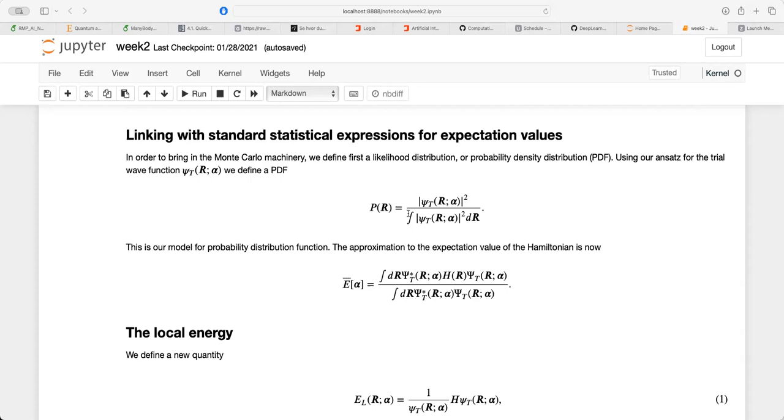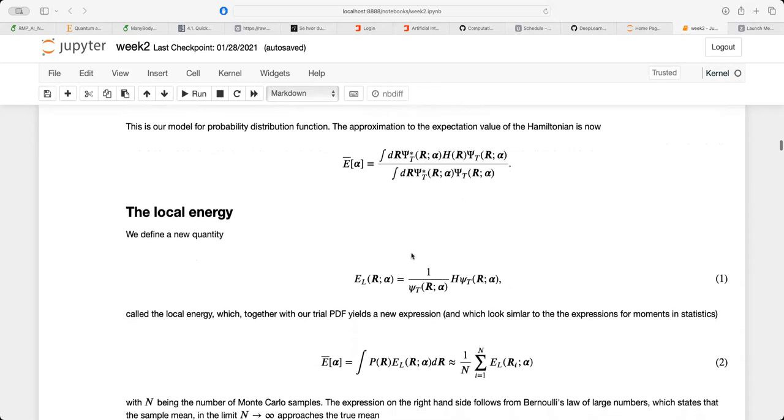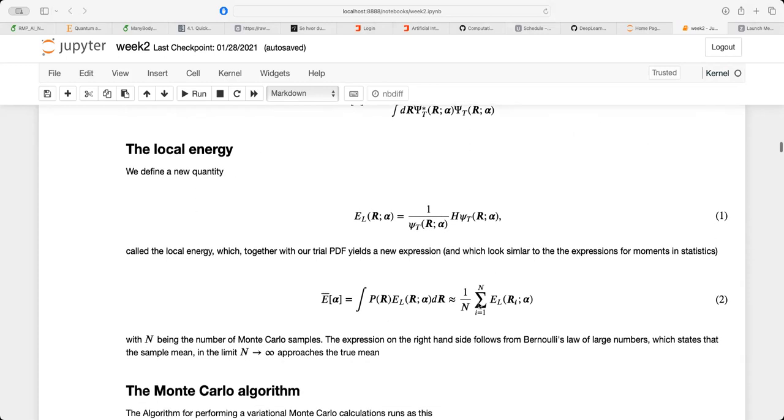The other important thing is that when we perform a Monte Carlo calculation, what we are doing now is to rewrite this integral in terms of a quantity which we call the local energy. And this is the quantity which we will calculate the expectation value of. So this results in the expectation value of the energy.